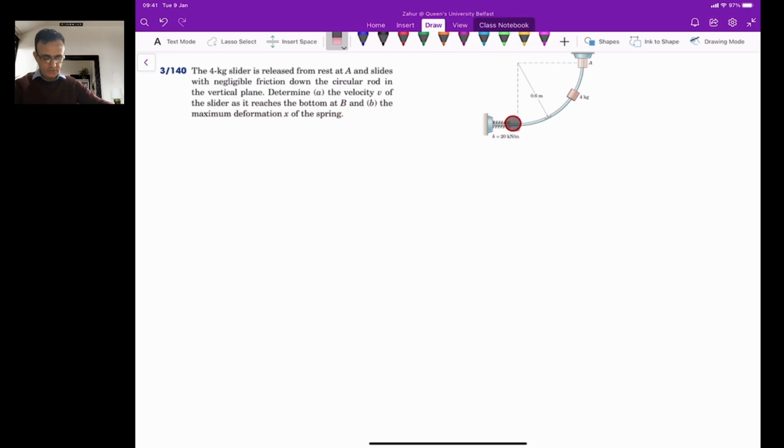So you need to calculate the velocity here, and then the maximum deformation x of the spring. So you also need to calculate the maximum deformation of the spring.